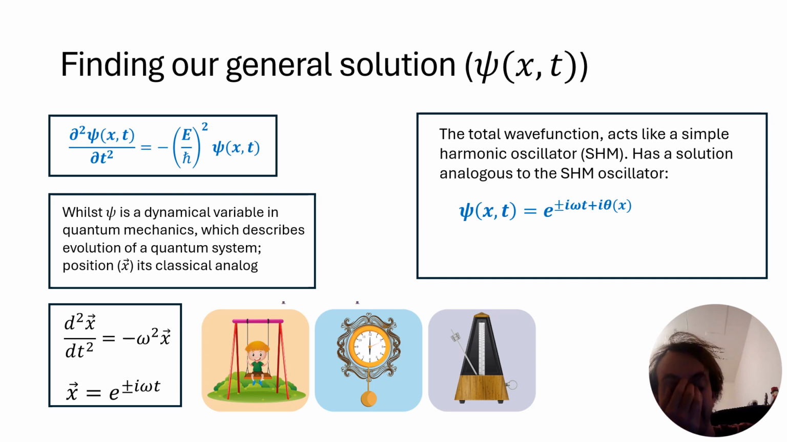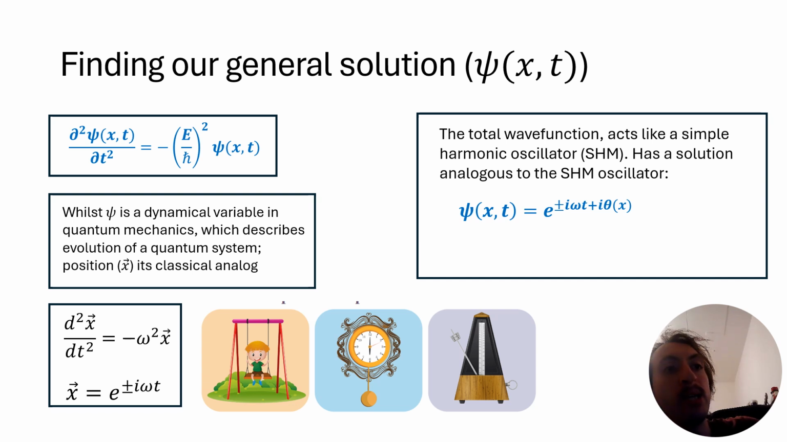Now, you might think that that essentially gives us just e to the i omega t, but it's worth saying that psi, our wave function, is actually a function of x and t. So whilst the time-dependent part is going to be the same as our classical simple harmonic oscillator, there's also going to be a space-dependent part. But that space-dependent part doesn't actually vary with time.